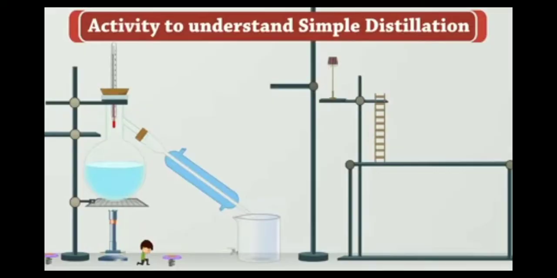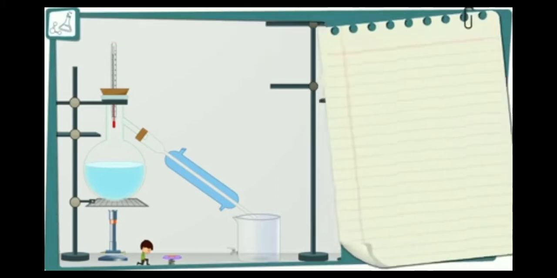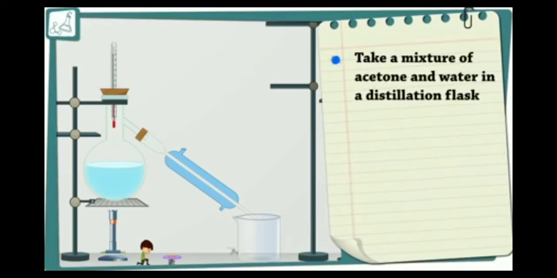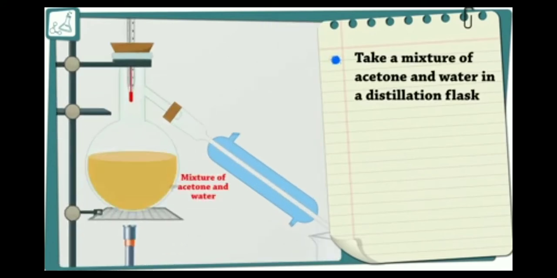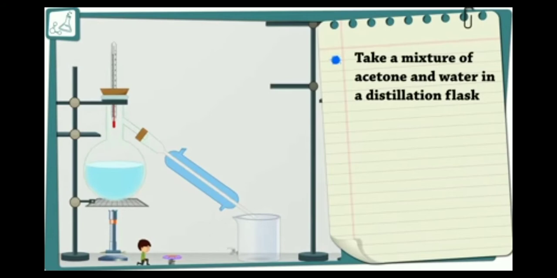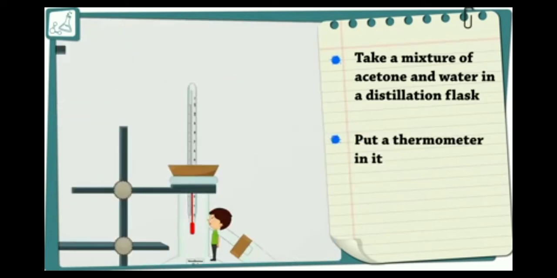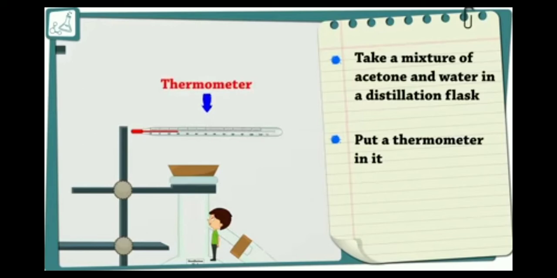Now we will see how to separate mixtures of liquids. First of all we will see how to separate mixtures of two miscible liquids. Okay, so here we are taking a mixture of water and acetone. They are not forming any separate layer. We cannot distinguish which layer is water and which layer is acetone, so they have evenly mixed together.